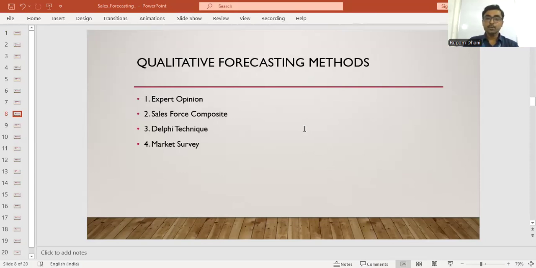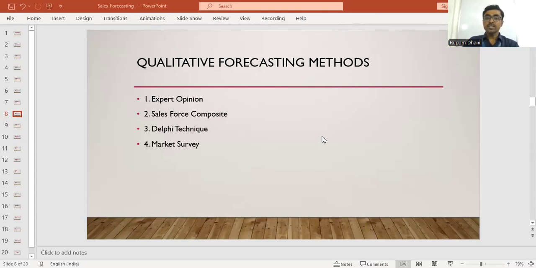The first is expert opinion, which involves soliciting forecasts from individuals with specialized knowledge and experience. Next is the sales force composite, where forecasts are gathered from individual salespeople and then aggregated to form an overall forecast. Next is your Delphi technique, very, very important. This is a structured communication technique designed to elicit expert opinions in a series of rounds, with controlled feedback to reach a consensus.